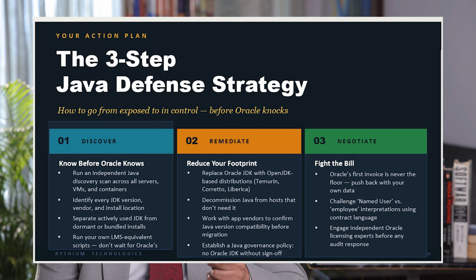The most important line in the negotiate column is the last one. And before you negotiate, you should have completed the first 2 steps. Discovery, that is visibility. Second is complete remediation. And understand that every number that Oracle puts in front of you is the beginning of a conversation, not the end of one.